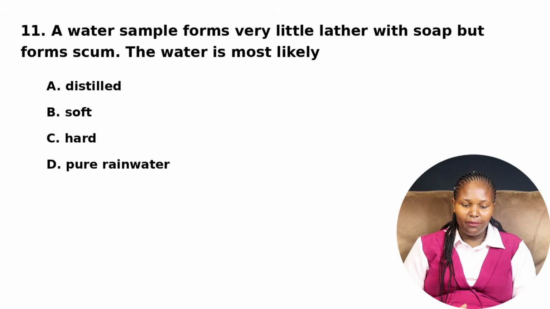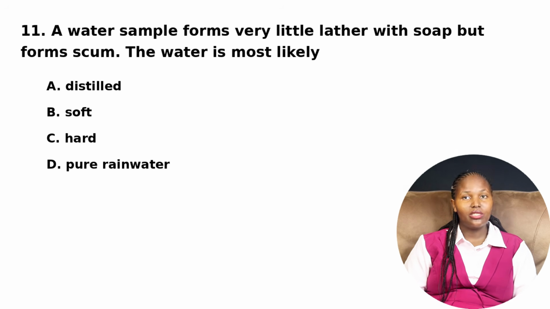So we go to the next question, question 11. A water sample forms very little lather with soap but forms scum. Water is most likely distilled, soft, hard, or pure rainwater. Now again, that question is not hard because you just need to think, why is this water forming very little lather? So of course that is hard water. That is C. Hard water is the one that forms very little lather with soap but forms scum.